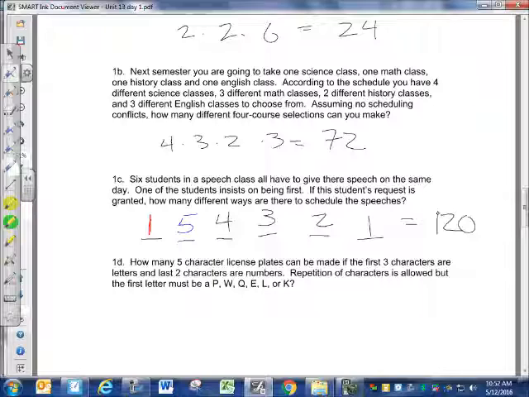Characters or characters? Characters would be letters. No, just 5 events, 5 slots. There's 5 slots. First 3 are letters, last 2 are numbers. The first letter must be one of these.